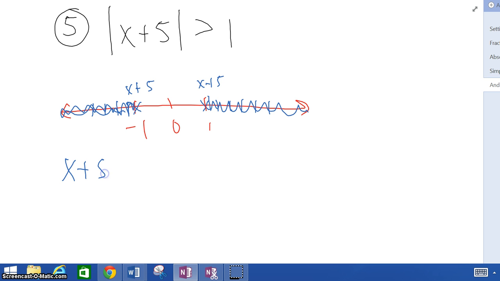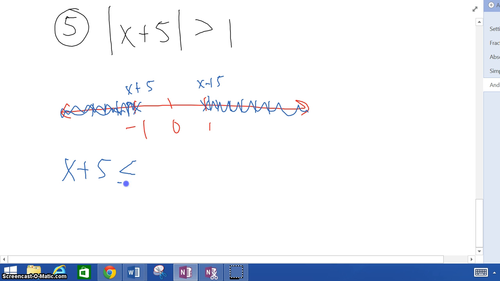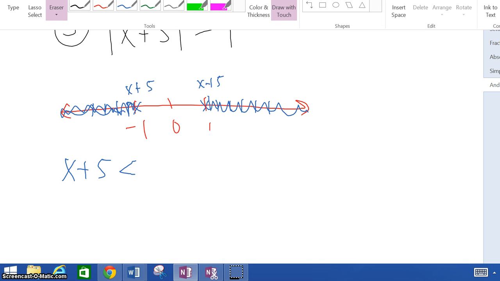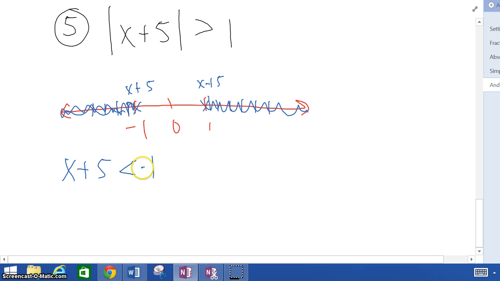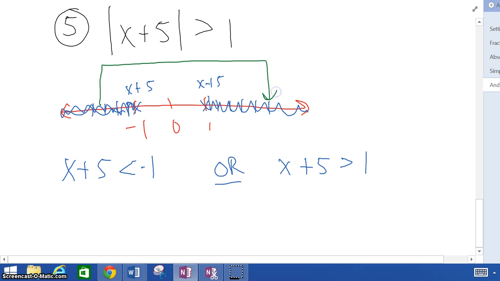So x plus 5 is less than, not equal to, just less than negative 1, or x plus 5 is greater than 1. It's an or because I can't possibly be in both places at once. A number can't be on this side and on this side. Can't be in both places, so it's going to be an or.